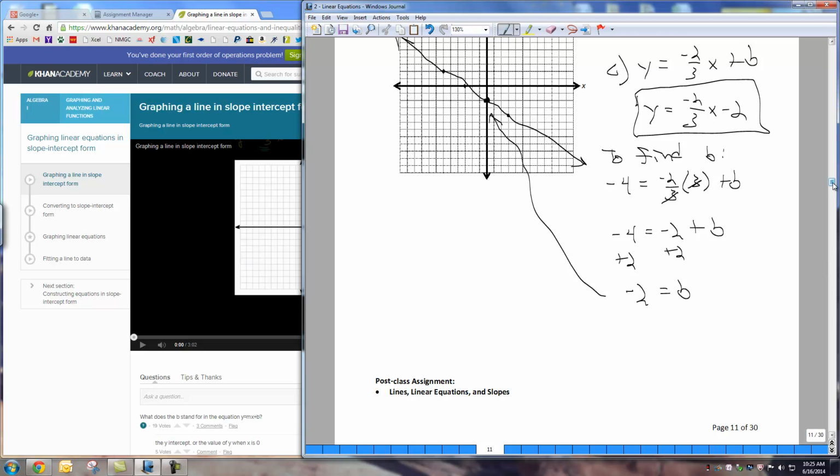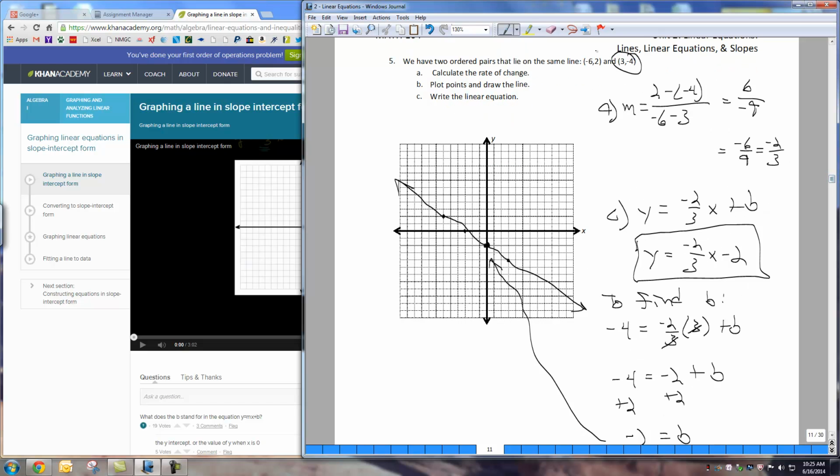And there's my equation of my line. Okay? So just to verify, I could take this point, negative 6 comma 2. When I plug in negative 6 for x, I better get back positive 2, because that's the y value. So I'm going to plug in negative 6 for x, and I'm going to plug 2 in for y too, so I want to get 2 on the right hand side. So 2 equals negative 2/3 times negative 6 minus 2.